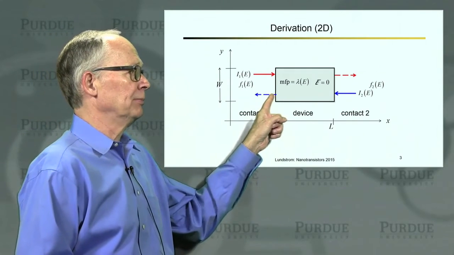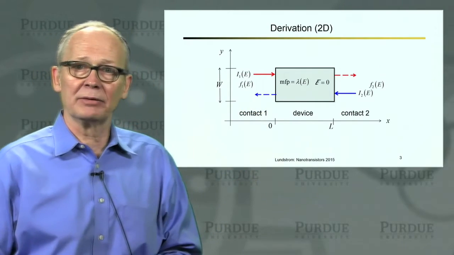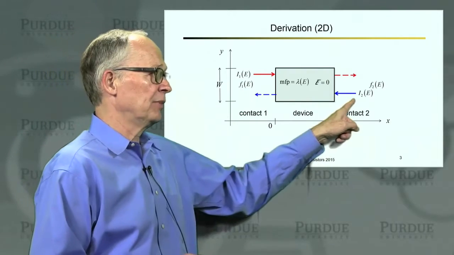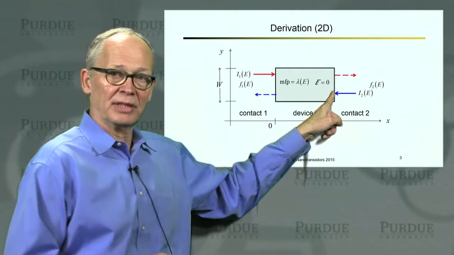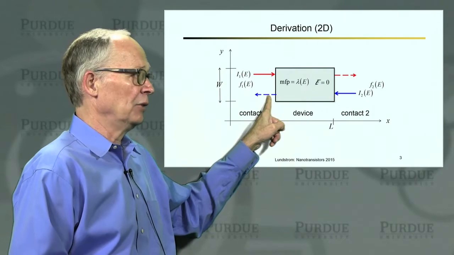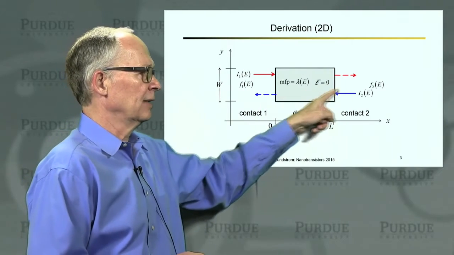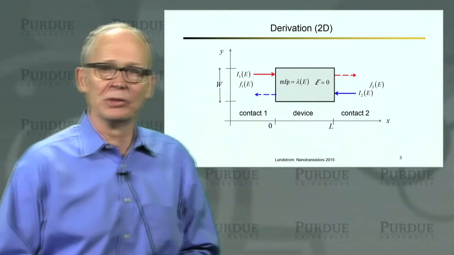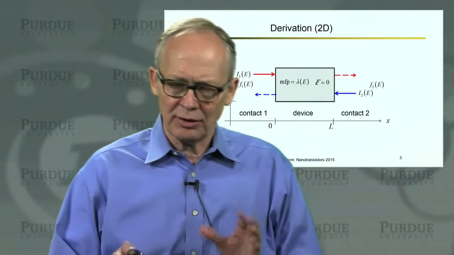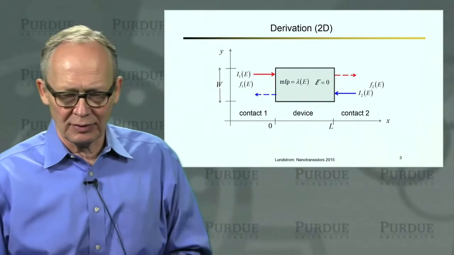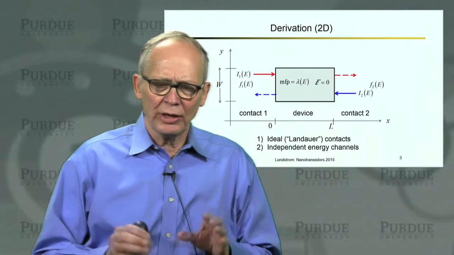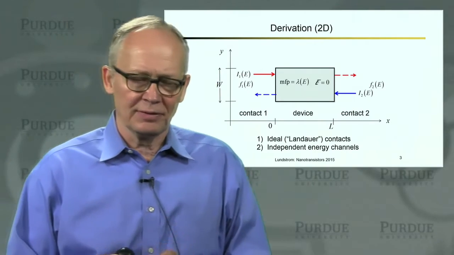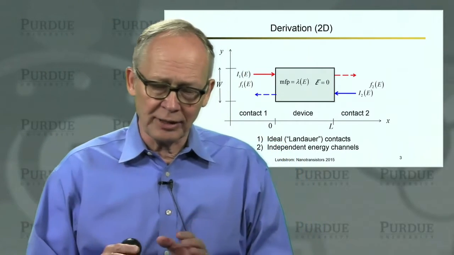Some of them might backscatter and come out the end that they were injected in at. Same thing for electrons that are injected from contact 2. Some might come out on the contact 1 side, some might backscatter and reemerge in the contact 2 side. So that's the general picture we have of our nano device. We're going to assume at least two very important things.